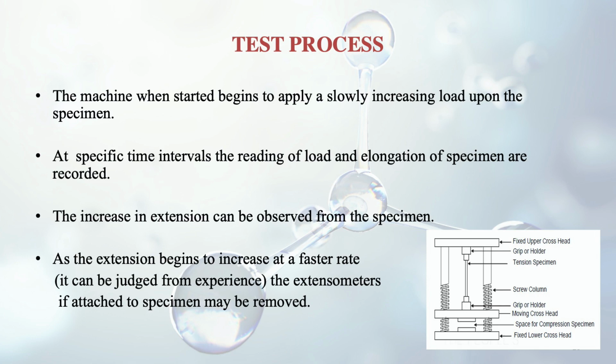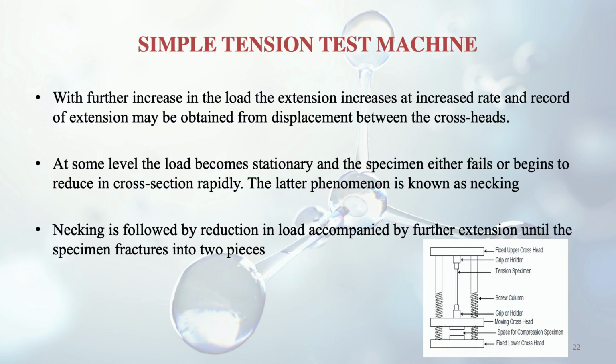Increase in tension can be observed through the bare eyes as well, but we also have the extensometer for measuring the strain. As the extension begins to increase at a faster rate, the extensometers, if attached, shall be removed. With further increase in the load, the extension increases at an increased rate, and a record of extension may be obtained from displacement between the crossheads. At some level, the load becomes stationary and the specimen either fails or begins to reduce in cross-section rapidly.